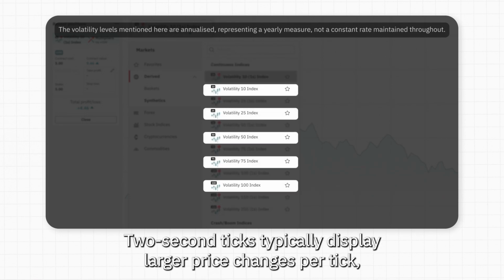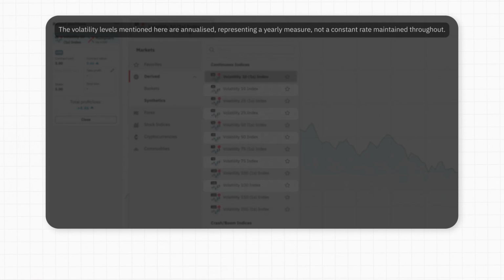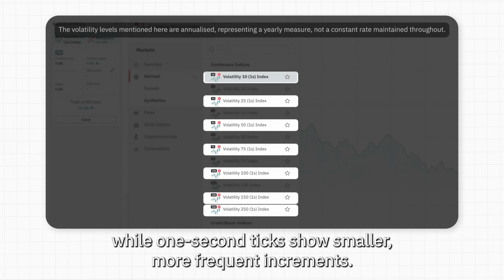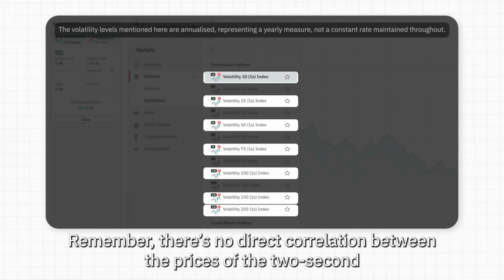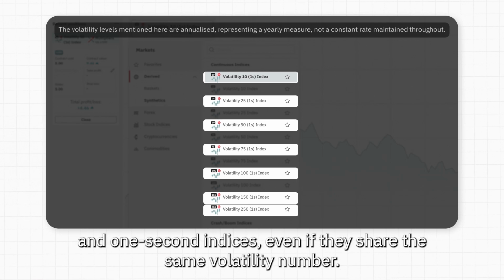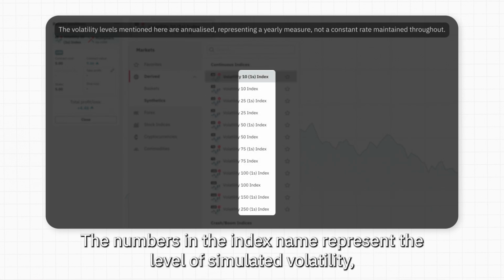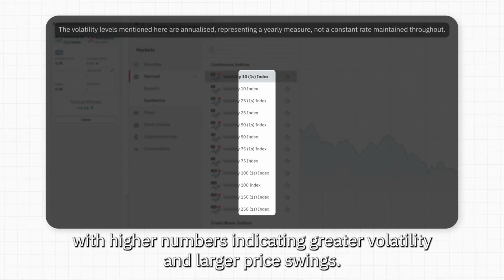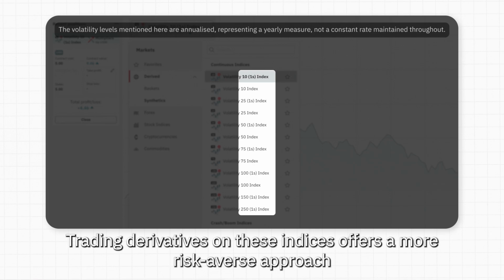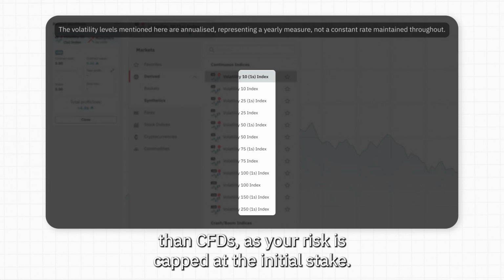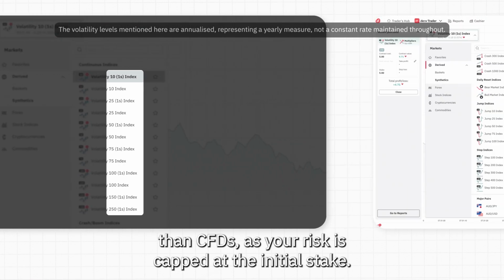2-second ticks typically display larger price changes per tick, while 1-second ticks show smaller, more frequent increments. Remember, there's no direct correlation between the prices of the 2-second and 1-second indices, even if they share the same volatility number. The numbers in the index name represent the level of simulated volatility, with higher numbers indicating greater volatility and larger price swings. Trading derivatives on these indices offers a more risk-averse approach than CFDs, as your risk is capped at the initial stake.